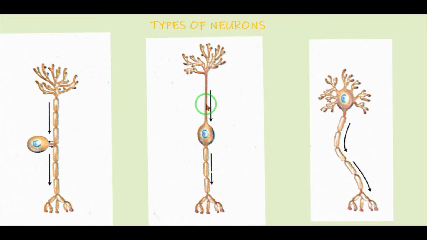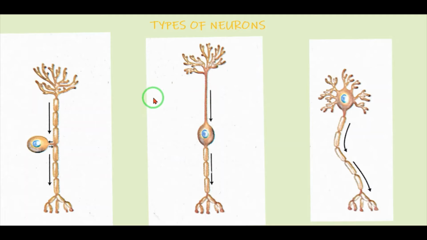So one side acts as a dendron and another side acts as an axon. The third type is known as multipolar neuron. This is a multipolar neuron. The cyton gives rise to many dendrons and an axon. This is the cyton region. Many dendrites are present, and on another side, one axon. That is known as multipolar neurons. So these are the three types of neurons on the basis of structure.